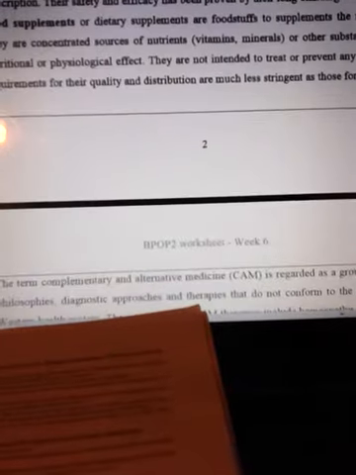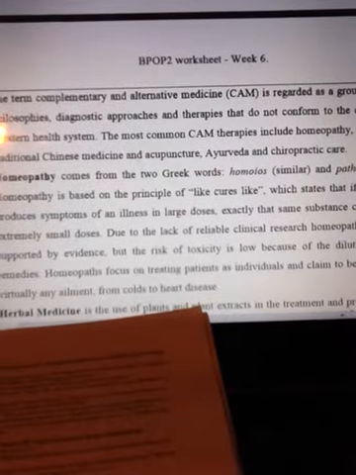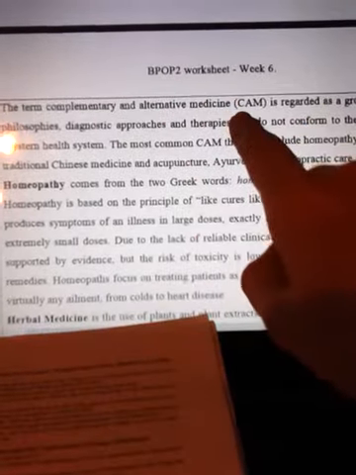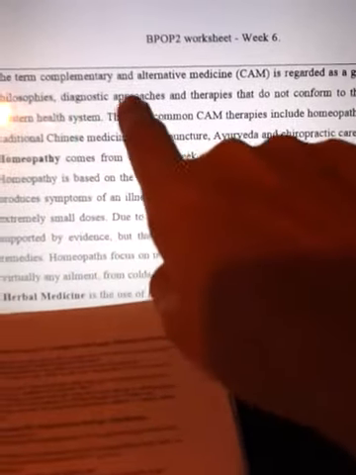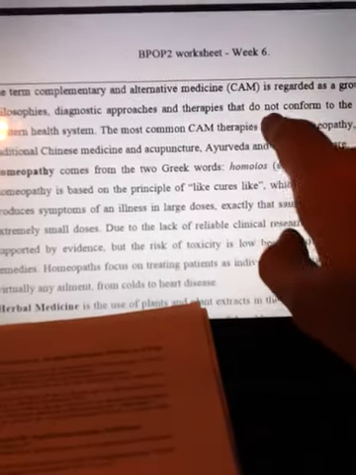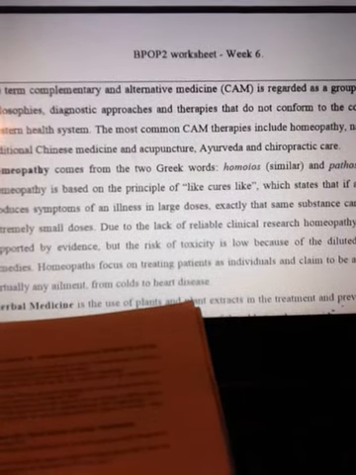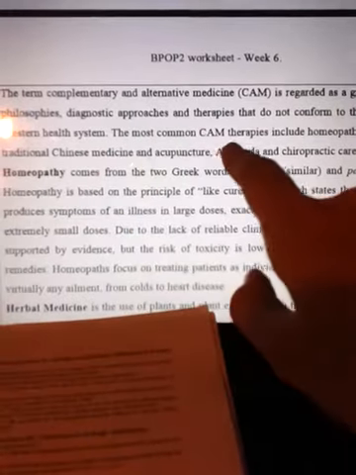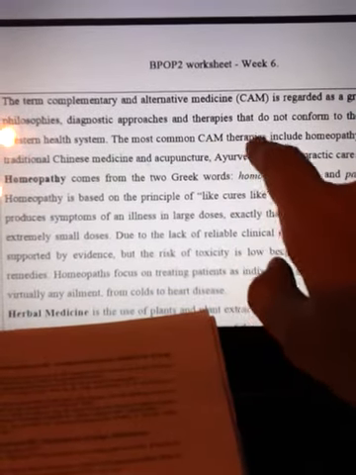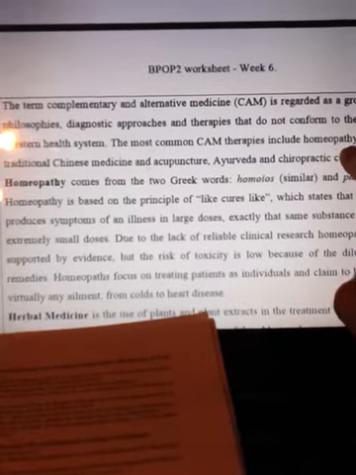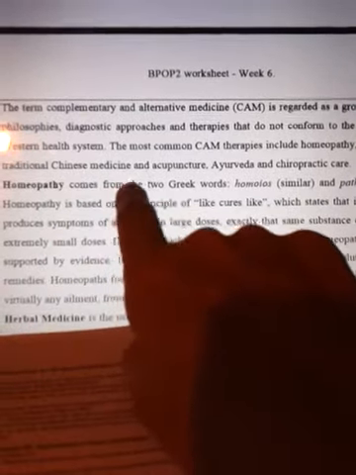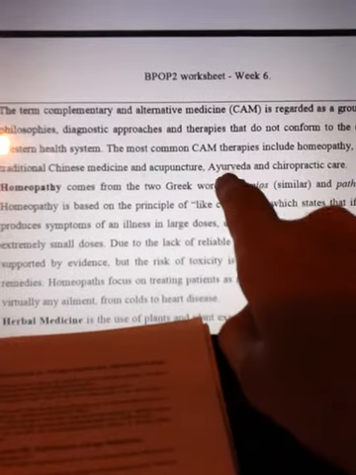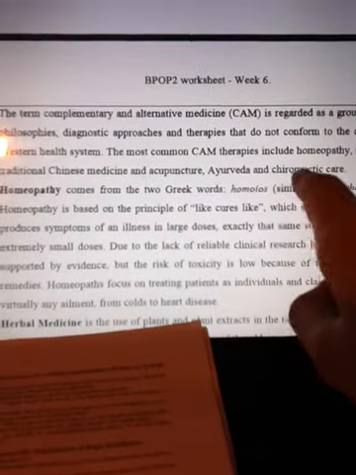Okay, these are food supplements. The term complementary and alternative medicine (CAM) is regarded as a group of healing philosophies, diagnostic approaches and therapies that do not conform to the conventional Western health system. The most common complementary alternative medicine therapies include homeopathy, naturopathy, traditional Chinese medicine, acupuncture, Ayurveda and chiropractic care.